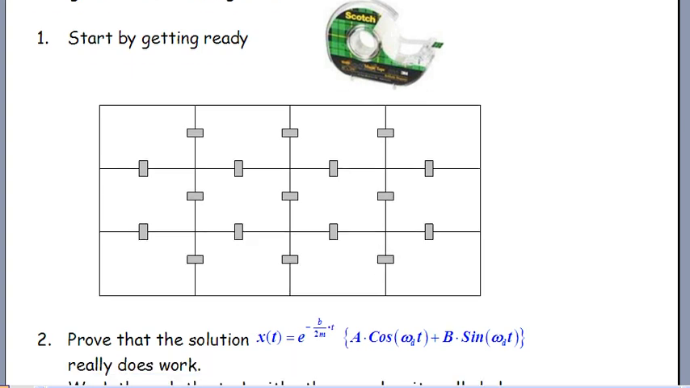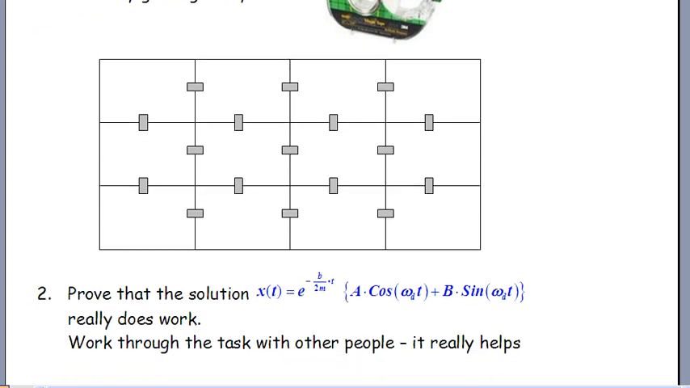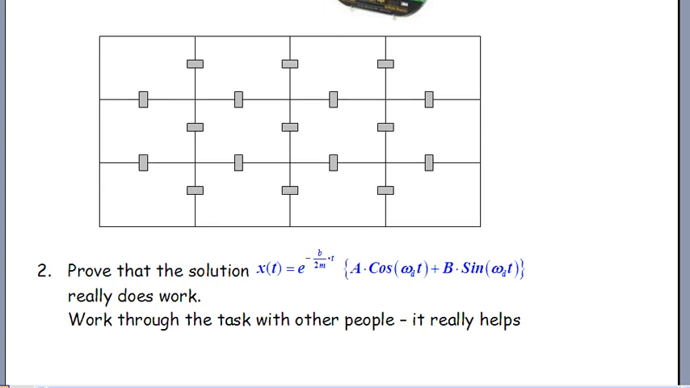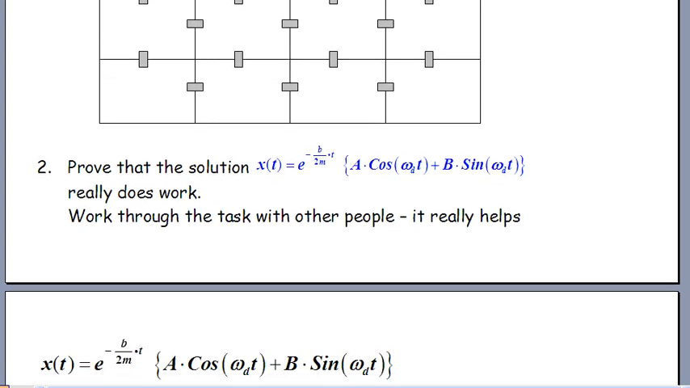And the goal is to just prove that the solution we talked about in the previous video works for the damped oscillator. Not trying to show why that's the solution, just verify that it does actually work. But definitely work through this task with other people, right? That way you can say, hey, on this line, do you have this? And you can kind of read it off. There's going to be time to do this over the next couple of weeks, so you'll want to make that phone contact with somebody and see how it's going.